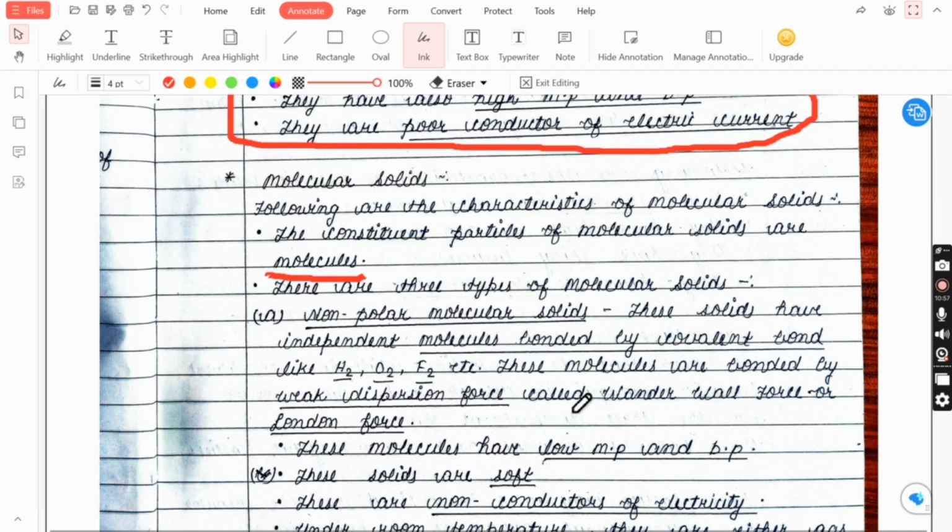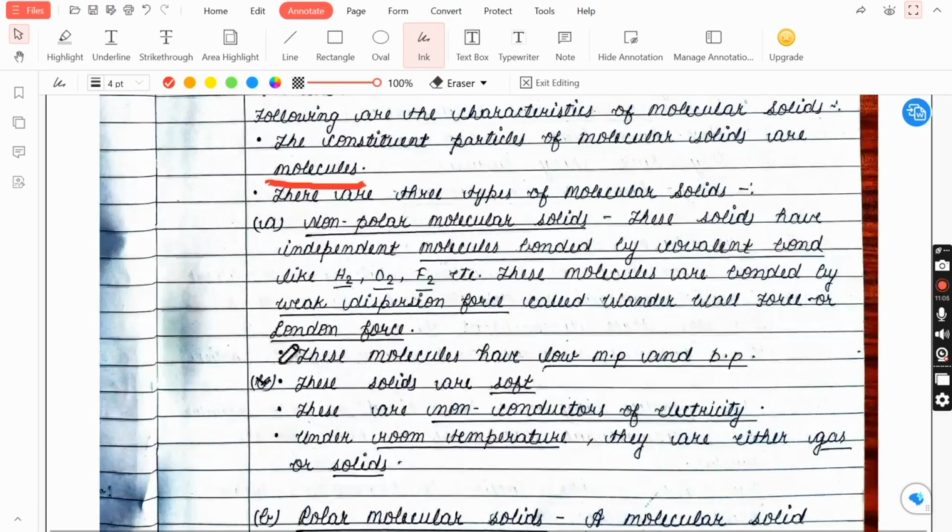To move ahead, these are joined by weak dispersion forces. We will be learning about weak dispersion forces again in upcoming lectures. Again, the basic properties of molecular solids. You will sometimes be asked what is the difference between covalent solids and molecular solids.